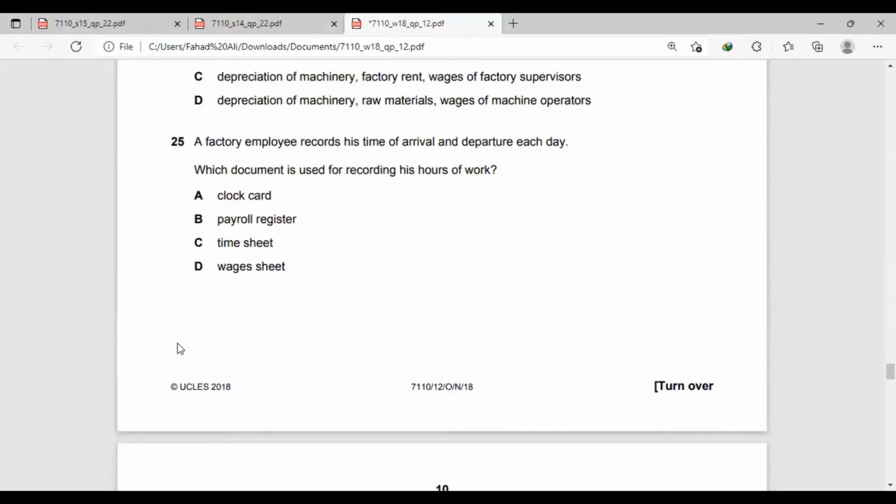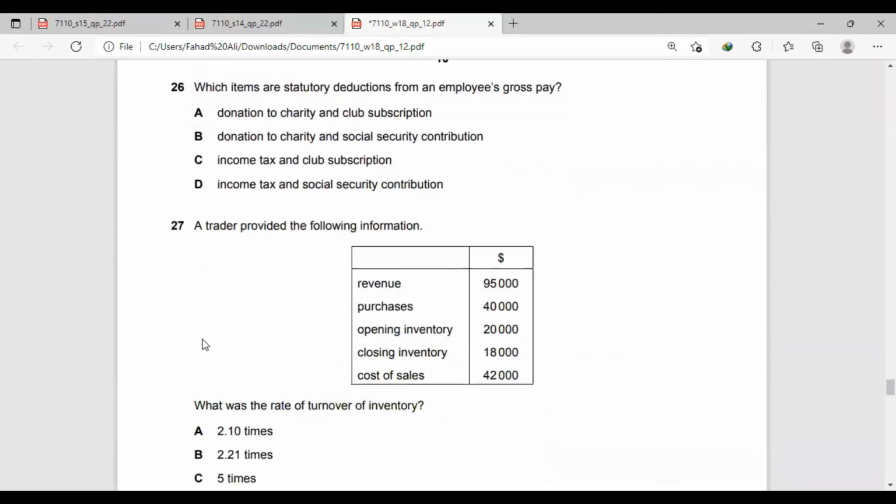A factory employee records his time of arrival and departure each day. Which document is used for recording his hours of work? We have not done this, and this topic has been eliminated from our accounts topic. So it is clock card. Obviously, clock card means whenever you are coming and whenever you are going. So 25 is A. This has been eliminated from our syllabus.